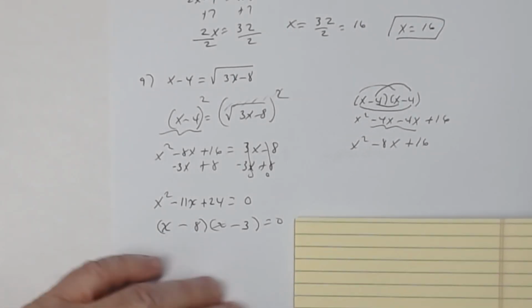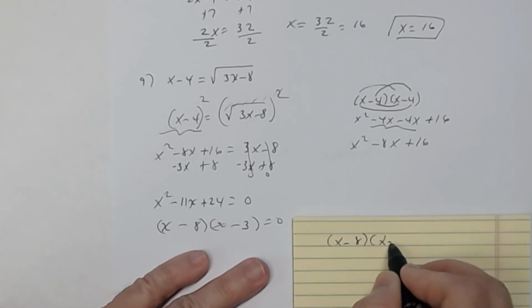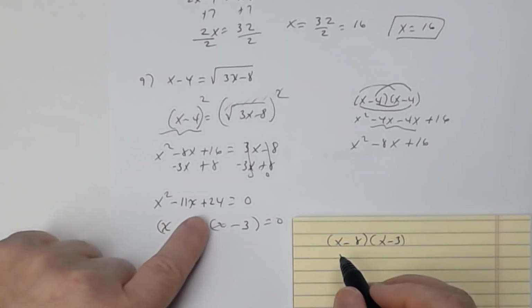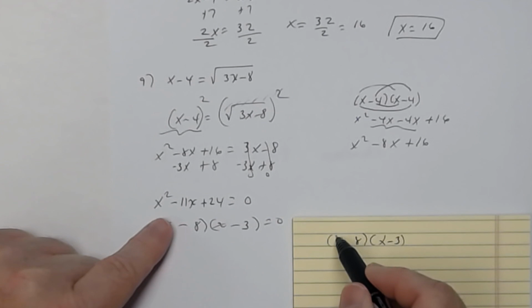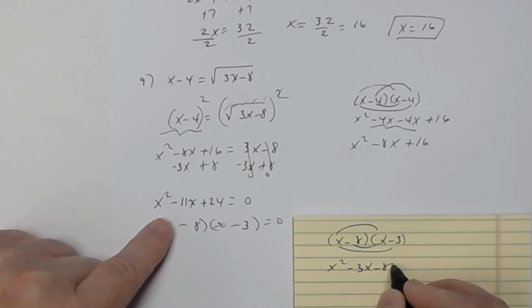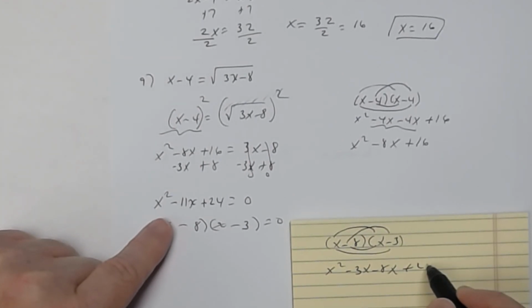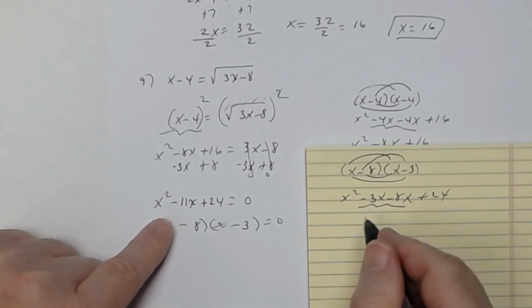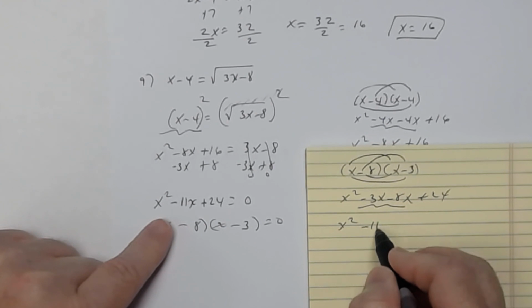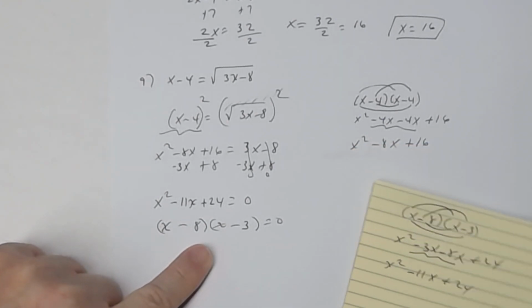Before we go on, though, you need to verify that this product is what you see here. So let's go ahead and multiply that out. Let's verify that x minus 3 times x minus 8 is going to be what you see here. X times x is x squared. The outer is negative 3x. Negative 8 times x is negative 8x. And the last, a negative 8 times a negative 3 is a positive 24. Combining like terms, this becomes x squared minus 11x plus 24. So what I have is correct here.